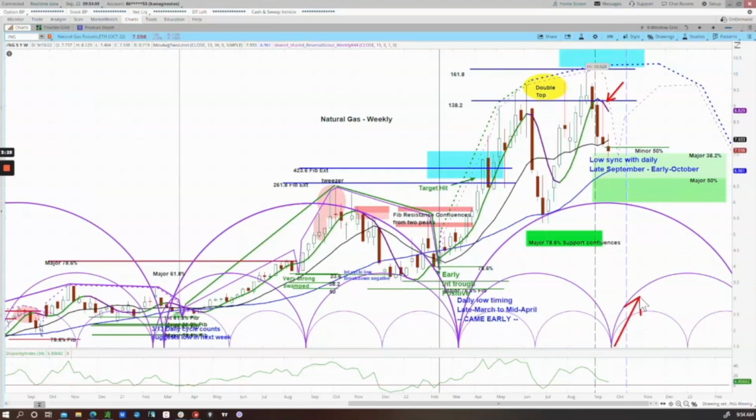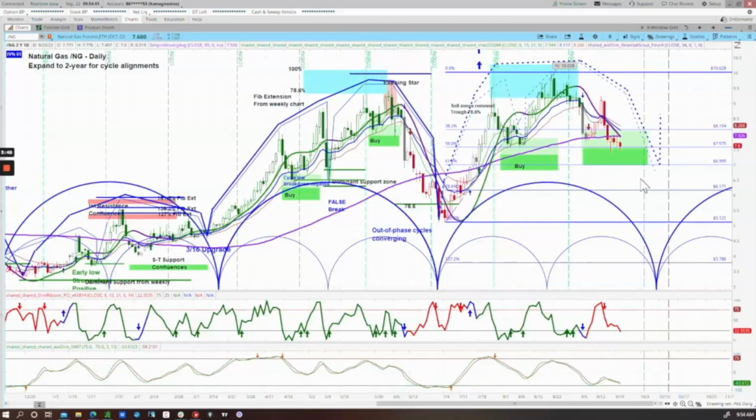So our projection is for natural gas to get up perhaps as high as this 9.5 area in the second minor half cycle as that larger, more dominant cycle begins to exert some downward pressure. Switching over to the daily chart, we have a dominant 70-bar cycle that is broken into minor half cycles, and we are late in both of those. So we have a daily cycle timing window that is coming up between October 4th and October 13th.